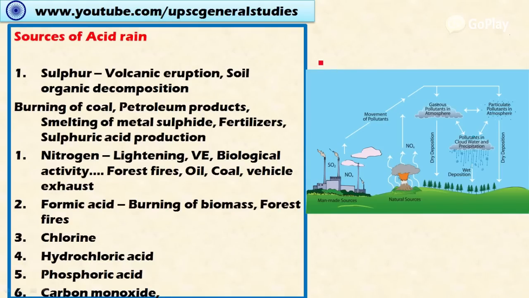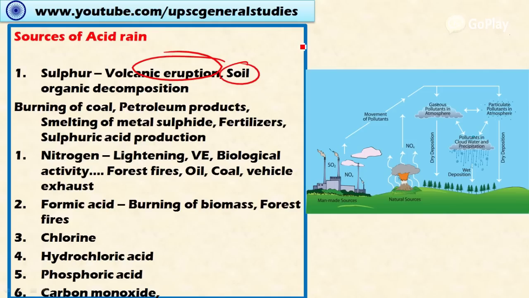These include sulfur. The natural sources of sulfur include volcanic eruption and soil organic decomposition. Various microorganisms decompose the organic materials, and these release sulfur into the atmosphere as well.